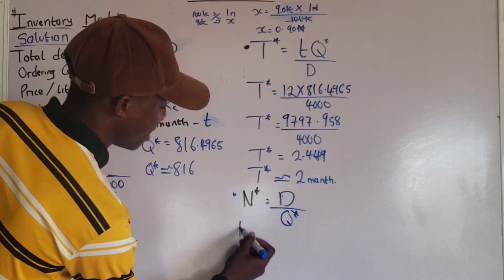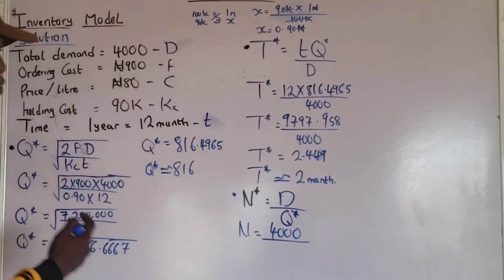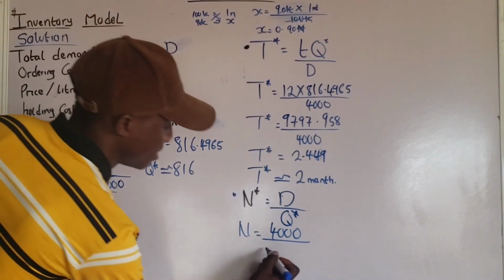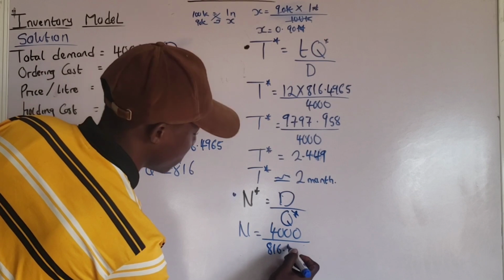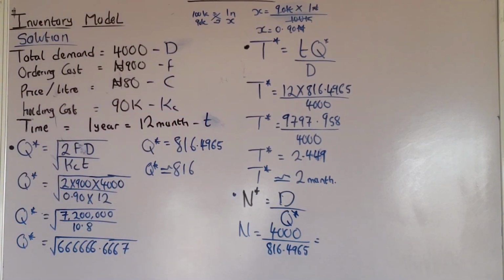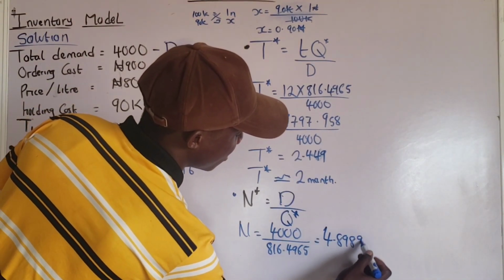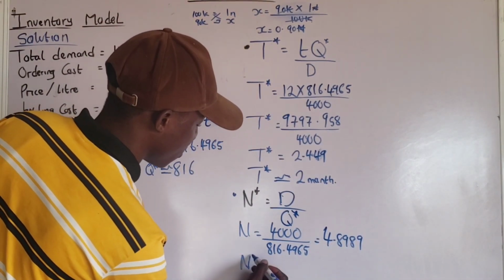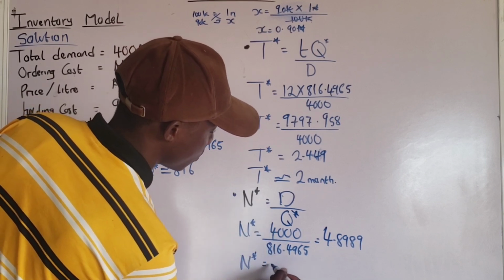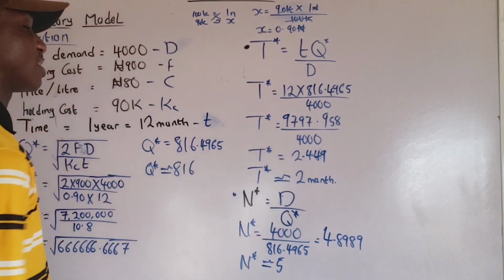So here I'm going to have N equals 4,000 all over the optimum quantity that can be ordered at a time, which is 816.4965. So 4,000 divided by 816.4965 is 4.8989. So the optimum quantity that can be ordered at a time is approximately equal to 5, but you can leave it in decimal places.